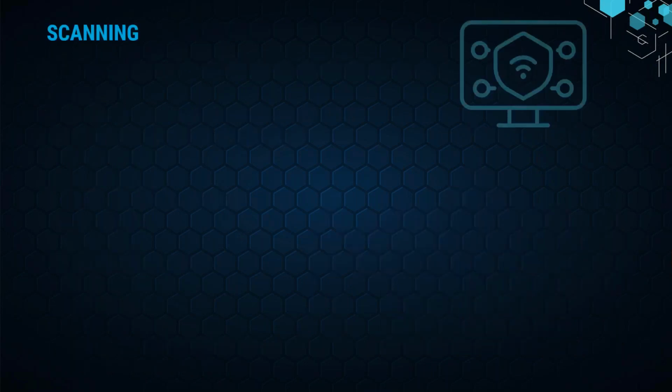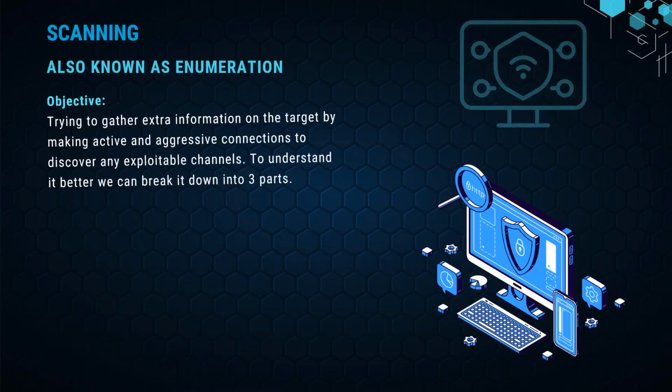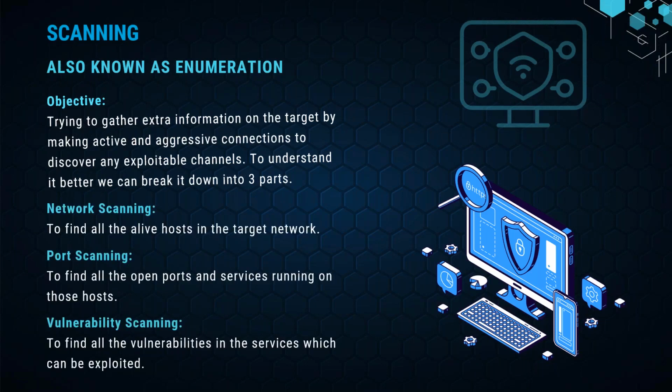After this information is obtained, you move on to the next step called scanning. This step is also commonly known as enumeration, and the main objective of this step is to gather as much extra information as possible about the target organization, but by active methods. Earlier we got the information passively. Here we get it actively, in the sense of making direct contact with the target servers and retrieving information from their servers itself. This information can be divided into three simple parts: network scanning, port scanning, and vulnerability scanning.